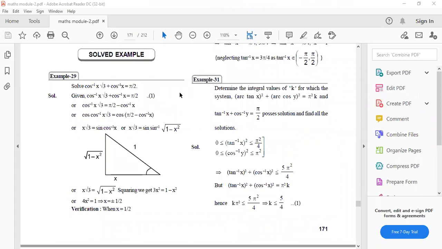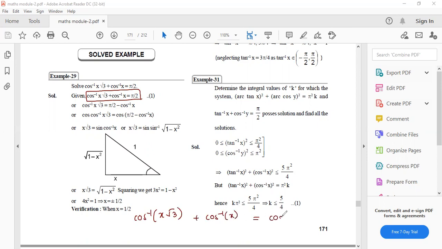Now you can see, look at the examples. The examples are really simple. You need not worry about any of the examples. Cos inverse x root 3 plus cos inverse x equal to pi by 2, and you have to solve this. Find the value of x for which cos inverse x root 3 plus cos inverse x equal to pi by 2. Now I would not look at whatever they have solved. I would focus on whatever formula I just now learned.